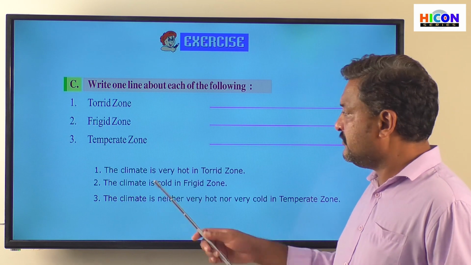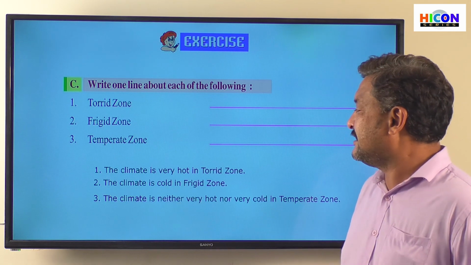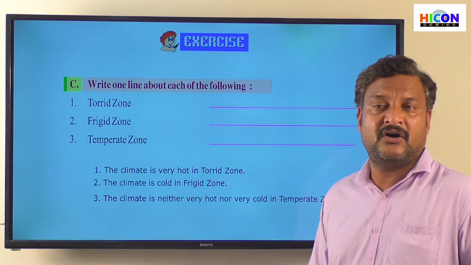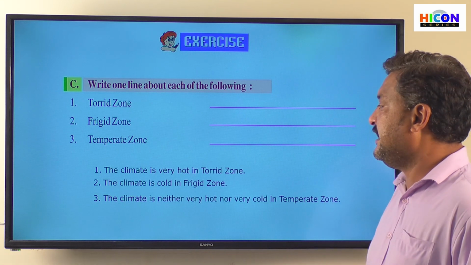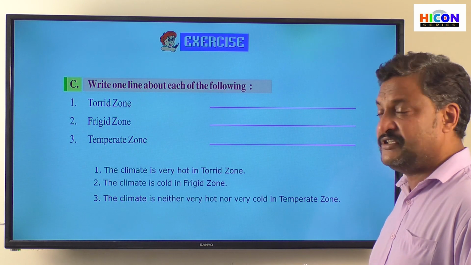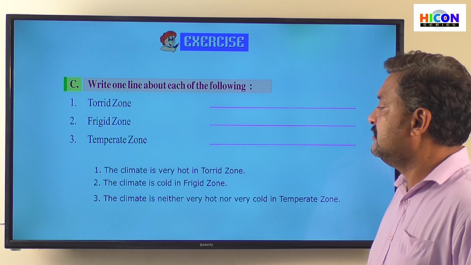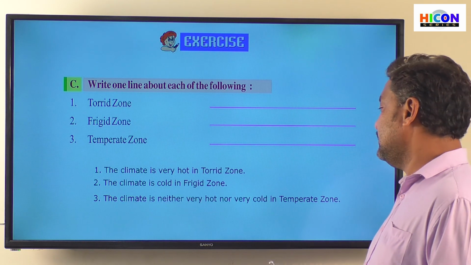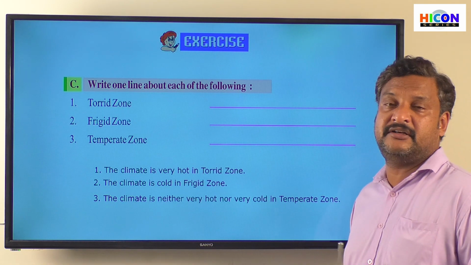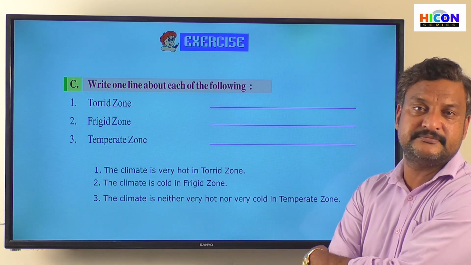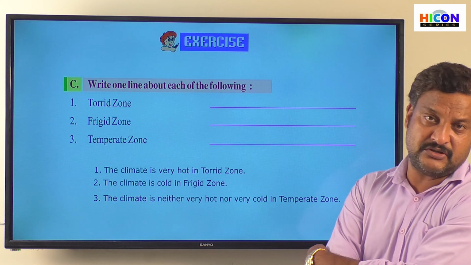So we have given one each here. The climate is very hot in the torrid zone. Second, the climate is cold in the frigid zone. It's very cold over there. Third, the climate is neither very hot nor very cold in the temperate zone, meaning moderate climatic conditions are there in temperate zones.